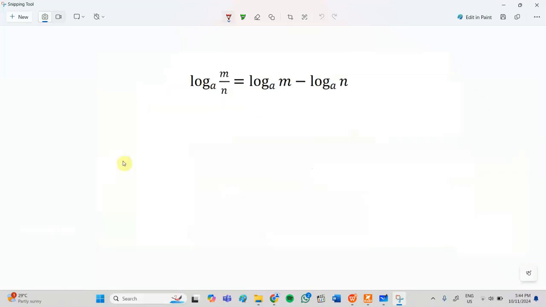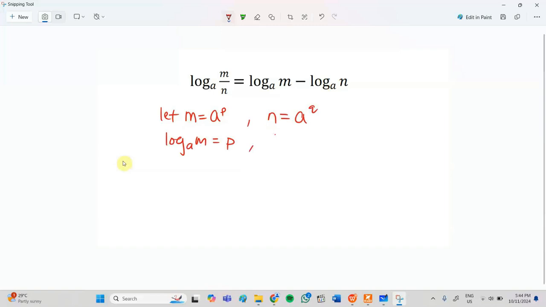Same thing here. We start off by letting m be equal to a to the power of p, n equals a to the power of q. Likewise, a moved to this side becomes log base a of m equals p. Here, same as well, log base a of n equals q. And we are going to start from this m over n.